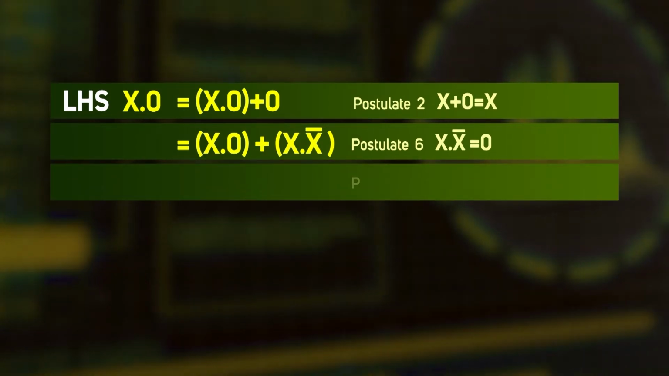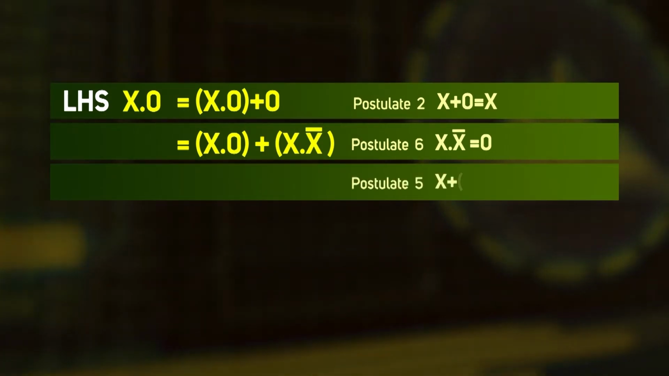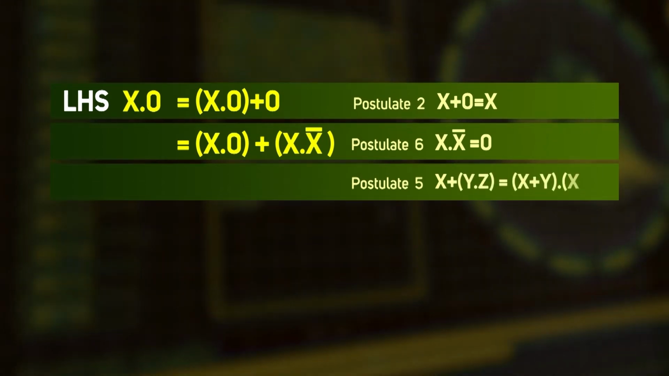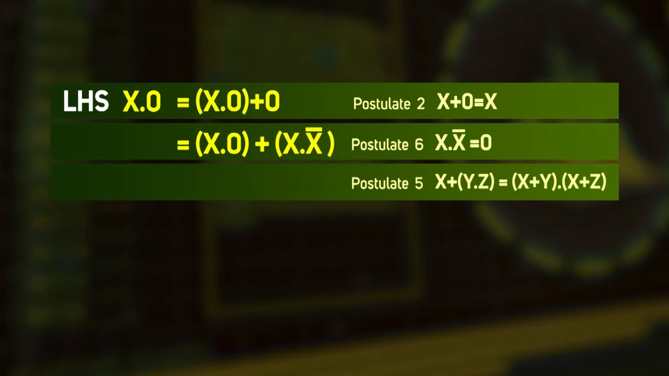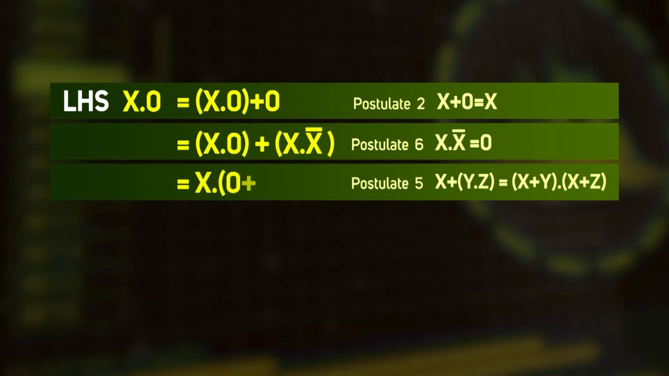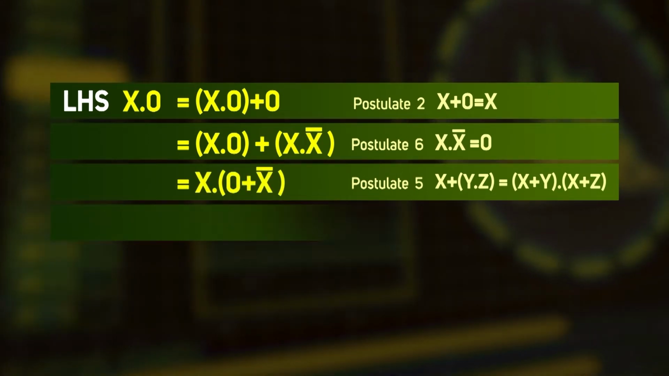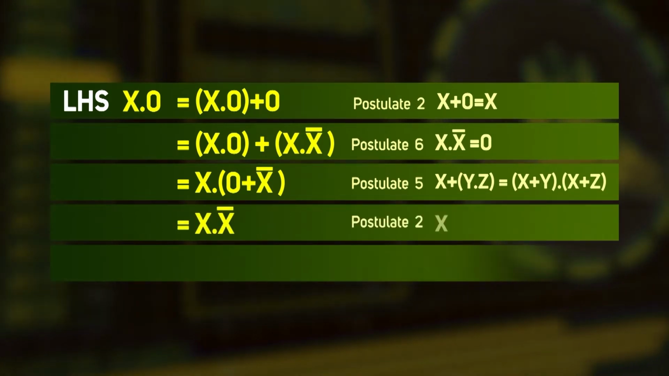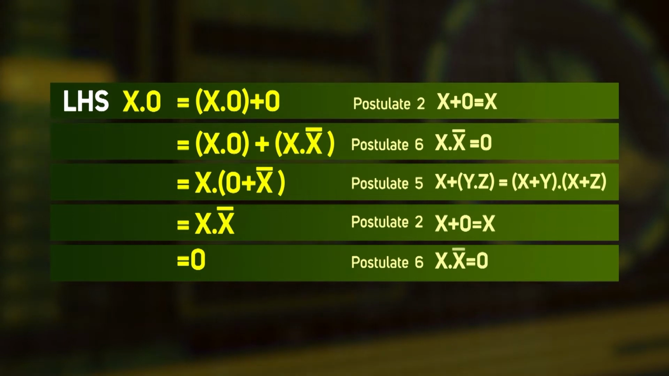Again, using postulate 5, x plus y dot z equal to x plus y dot x plus z, we can make the expression to the form x dot 0 plus x bar. It becomes x dot x bar by postulate 2 and the result is 0.